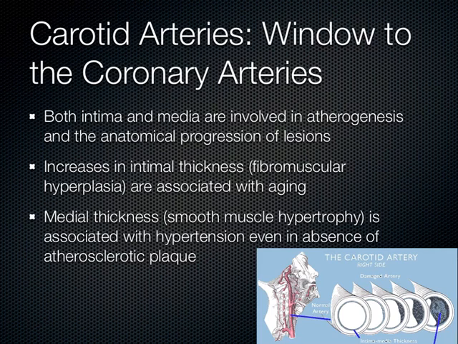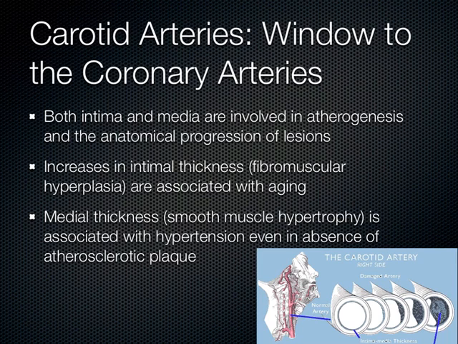Now we're going to talk about the carotid arteries, and a lot of people think that the carotid arteries are a window to the coronary arteries. That if you see disease there in the carotid artery, it corresponds to other disease going on in the rest of the vasculature, particularly the coronary arteries. And because the carotids are so easy to get to, they're right underneath the skin. I mean, they just jump out at you as soon as you place the transducer on the skin.